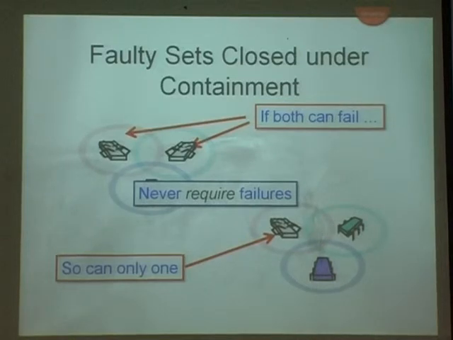Why is this? Well, I know that eventually everybody but one person is going to fail, so I just wait until everybody but one person fails. Then if I look around and see everyone else has failed, I decide. This is maybe a lot of fun, but it's hard to convince funding agencies that looking at these kinds of problems is interesting. So we're going to assume that failure sets are closed under containment.